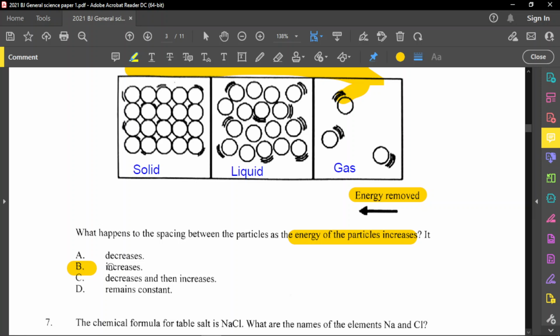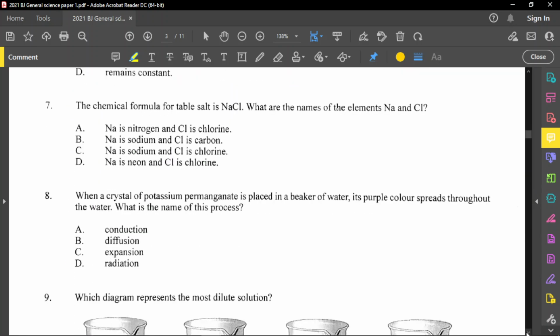All right, let's go to question number 7. Let me scroll down to that real quick. For question number 7, it said a chemical formula for table salt is NaCl. This is known as sodium chloride. It asks what are the names of the elements Na and Cl? Again, the entire thing is sodium chloride. Na is for sodium and Cl is for chlorine. So looking for sodium for Na and chlorine for Cl, C will be the answer.